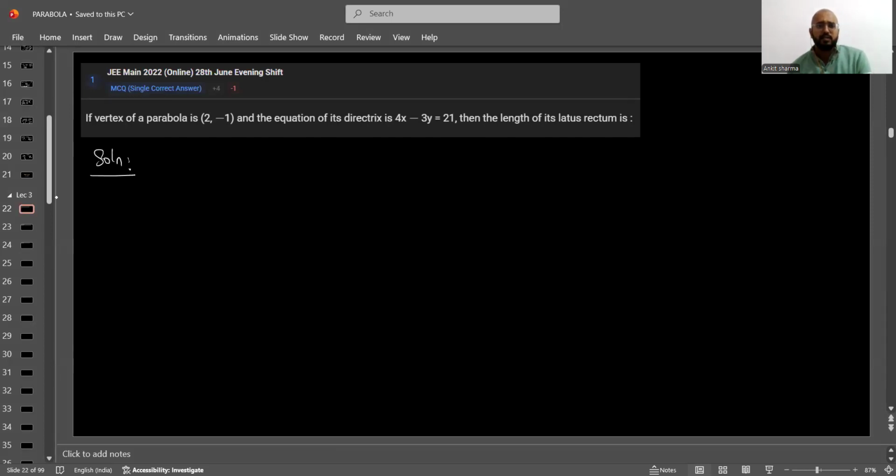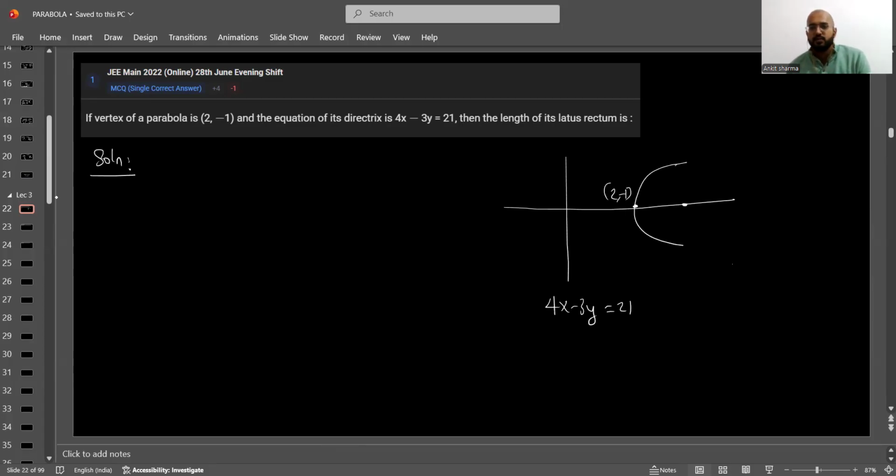So the vertex of the parabola is given to be (2, -1) and its directrix is given to be 4x - 3y = 21. Vertex is given here to be (2, -1), and we want the length of latus rectum. So for finding the length of latus rectum, again we will use the information.